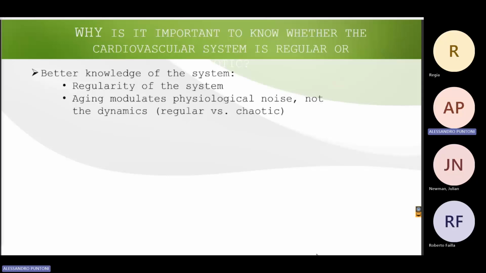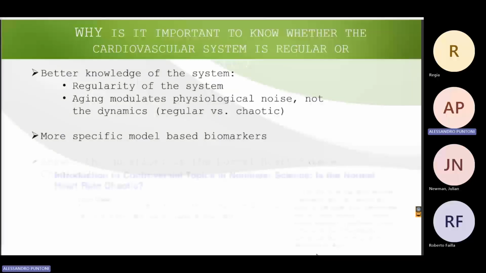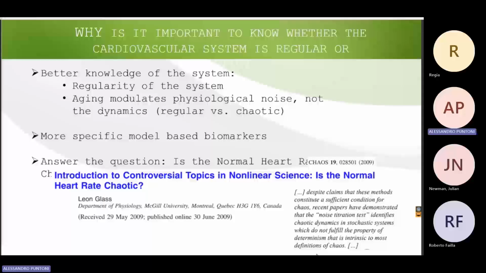So we discover it's regular, and we also discover that aging does not modulate the dynamics in terms of regular versus chaotic, but it modulates physiological noise, since we find different noise levels in the young group and in the elderly group. And once we have a better knowledge of the system, more specific model-based biomarkers can be used, and it's really important in medicine. And the last one is a historical reason, since we want to answer a question that remained unresolved.